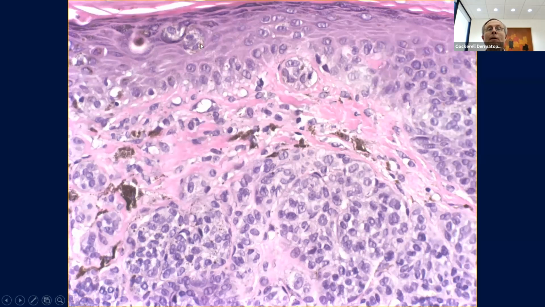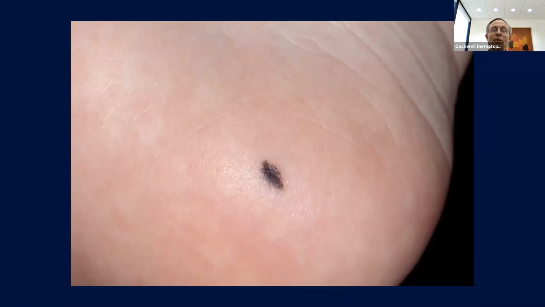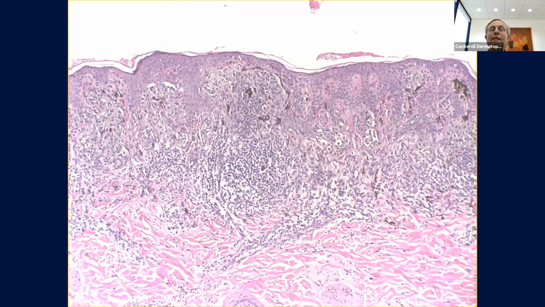Ron Rapini, a friend of mine. And so again, these look sort of like, he said they thought they looked like maniacs because they had these pagetoid spread of cells above the junction. But these are very common findings when you see lesions on the acral skin.